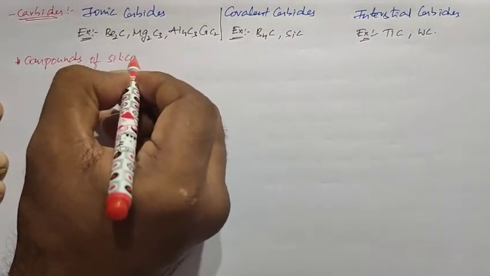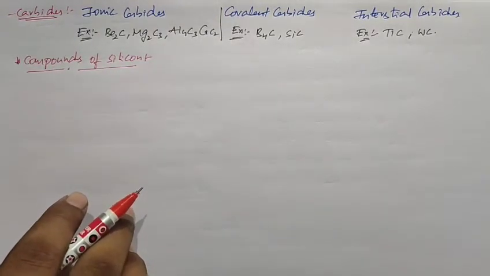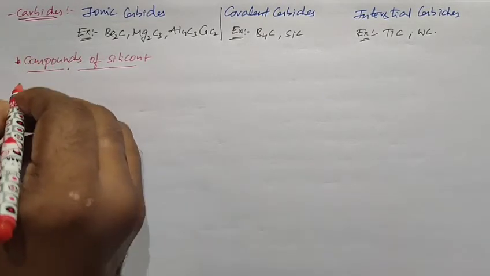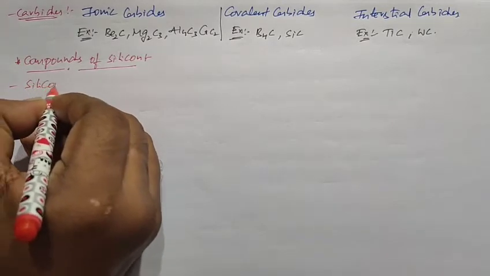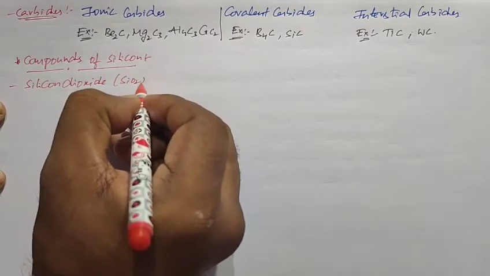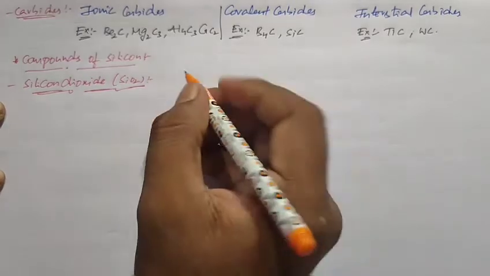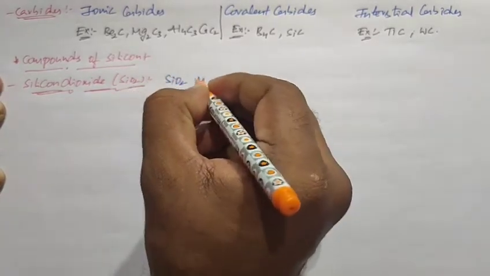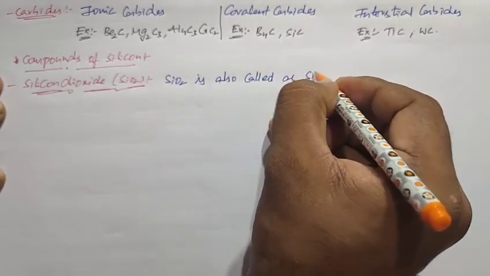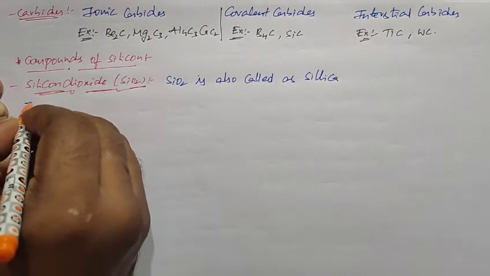Compounds of silicon. In the compounds of silicon, we will discuss oxides of silicon, silicones, and silicates. First, let us take silicon dioxide. Silicon dioxide is represented by SiO2. Silicon dioxide is also called silica, and it is a covalent three-dimensional network solid.